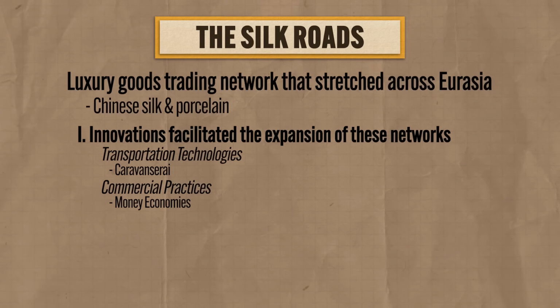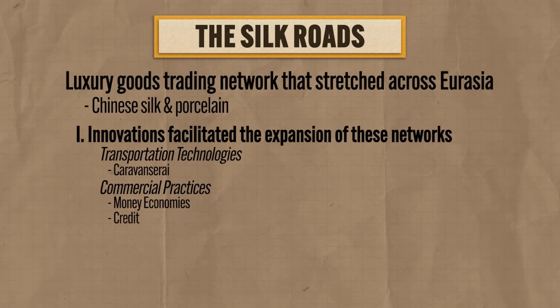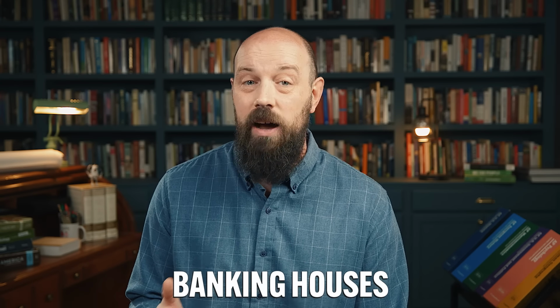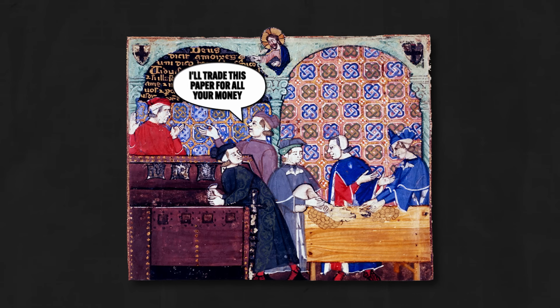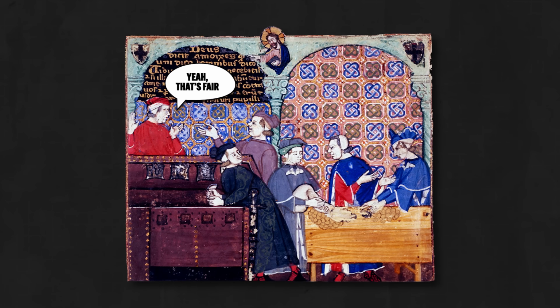And then another commercial practice that expanded trade was the introduction of new forms of credit. Again, the Chinese pioneered this, but eventually this practice spread all the way to Europe, where they introduced banking houses to handle all these exchanges. There, a merchant could present a bill of exchange which had the name of a merchant and the amount of money owed to him, and then he would receive that amount of money from the banking house.